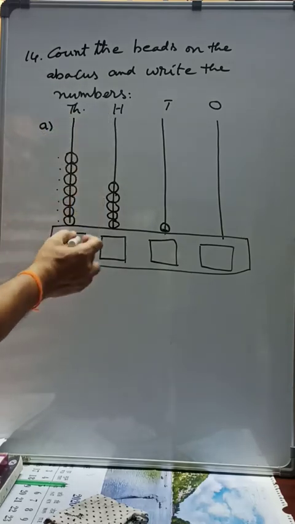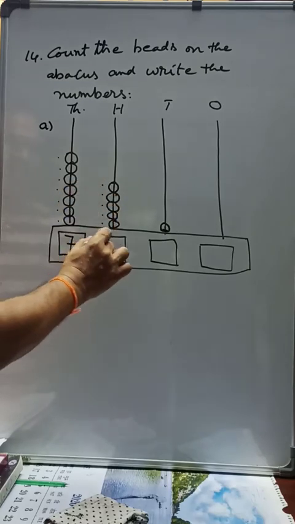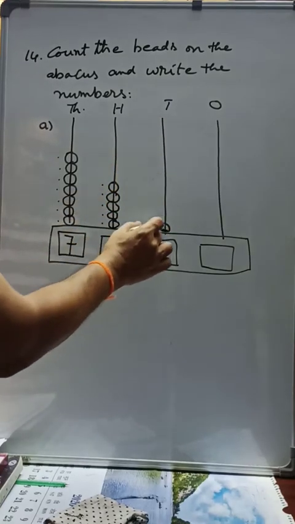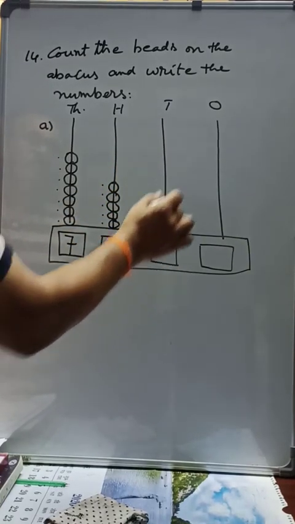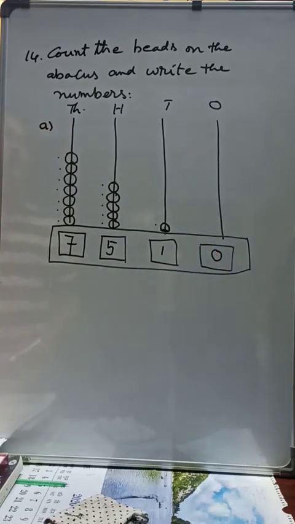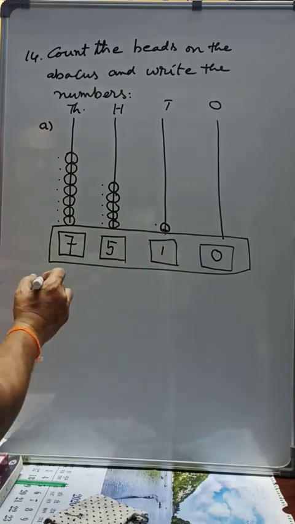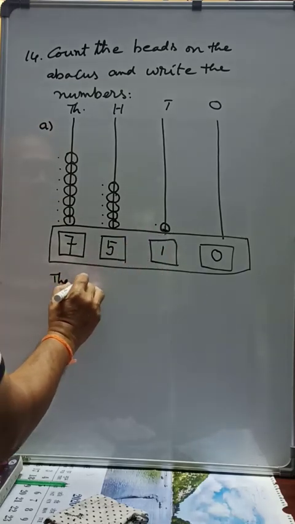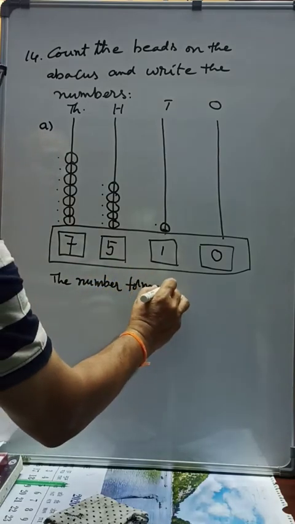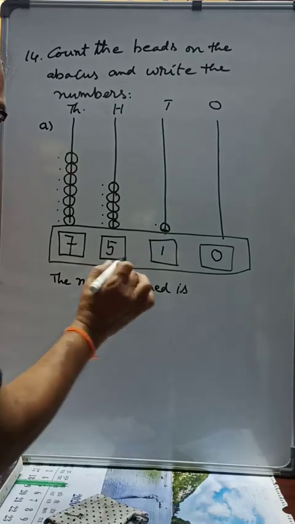In the 100's place, 1, 2, 3, 4, 5 beads are there. So write 5 in the 100's place. And in the 10's place we have only 1 bead, write 1. In the 1's place, there is no bead. So write 0. Therefore the number formed is 7510.